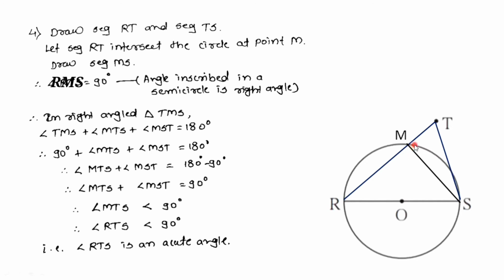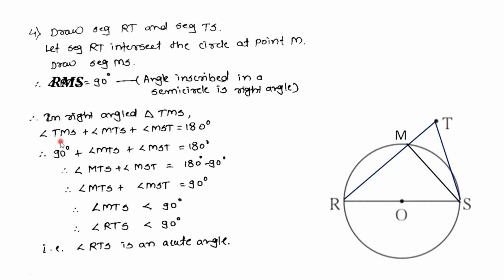So angle TMS must also be 90 degrees. That's why we get triangle TMS as a right angle triangle. And in that triangle, if we take the sum of measures of all the three angles, we have angle TMS plus angle MTS plus angle MST equal to 180 degrees, because the sum of measures of all the angles of a triangle is 180. So the measure of these three angles in triangle TMS is 180 degrees.